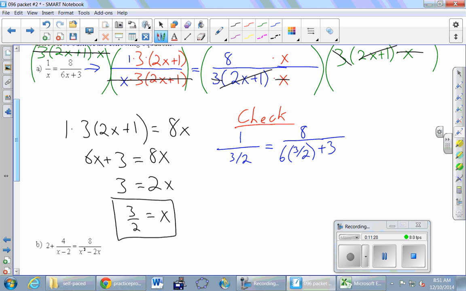Okay, so every x became 3/2. There's an equal sign in between. I'm going to add a question mark. I don't know if it's equal. That's what we're checking right now.